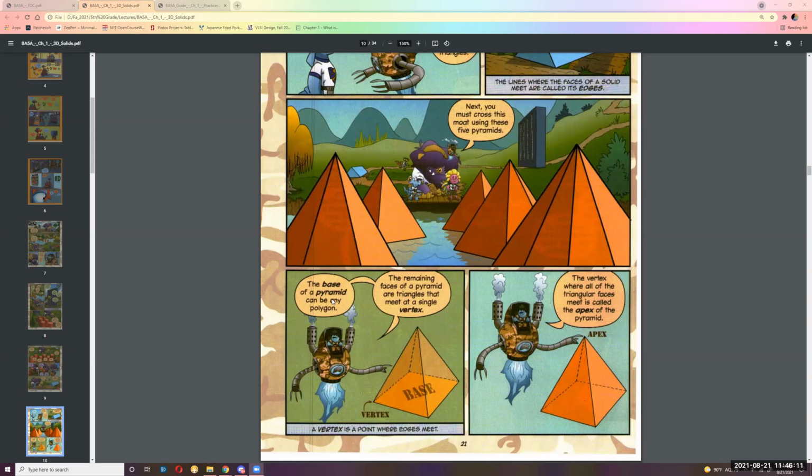The base of a pyramid can be any polygon. The remaining faces of the pyramid are triangles that meet at a single vertex. The vertex where all the triangular faces meet is called the apex of the pyramid.